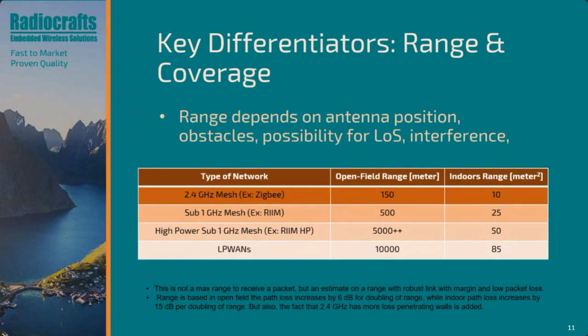Still with RIIM, if we check RIIM high power, since it's sub 1 gigahertz and it's high power, you can go up to more than 5, maybe 10 kilometers with line of sight. And then, of course, you have LPWANs, which have the advantage of very long range in one hop, which can achieve more than 10 kilometers, at least theoretically.